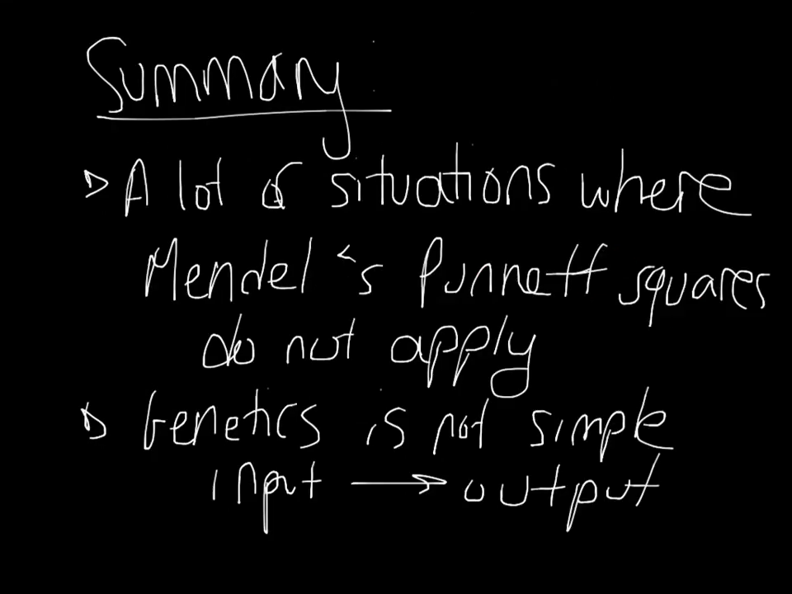So in summary, those are what we've been talking about. A lot of situations where Mendel's Punnett squares do not apply, especially with humans. Humans are complicated. We're not just peas. Genetics is not a simple input-output system. It's very complicated. We'll get into some of the stuff with biotech and mutations, but the idea is just genetics is not this simple. We do one thing, a bunch of stuff happens after.